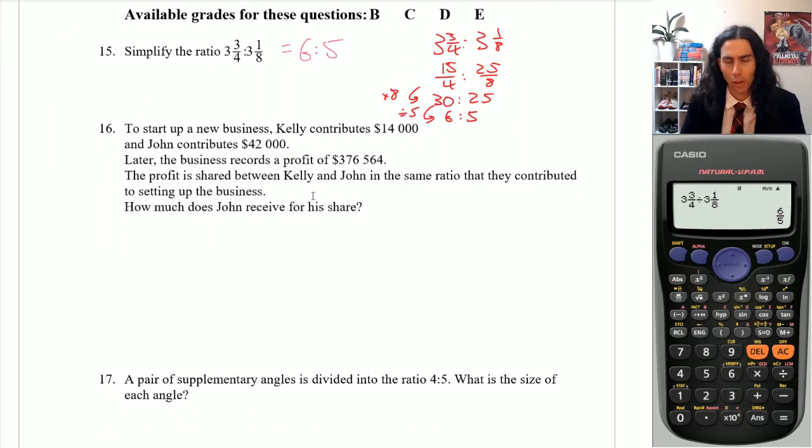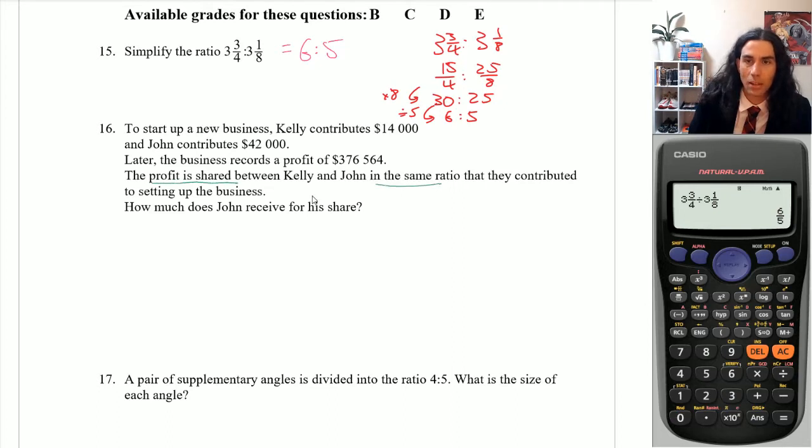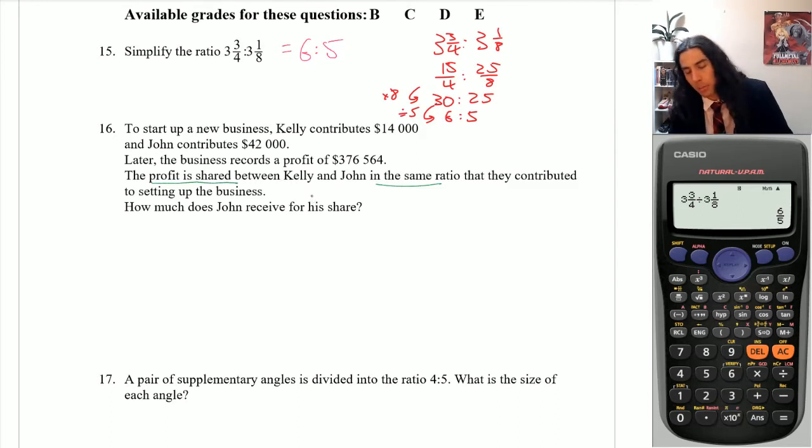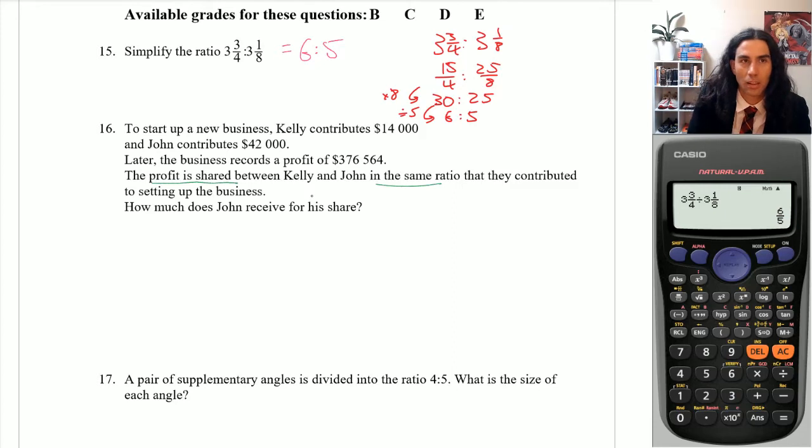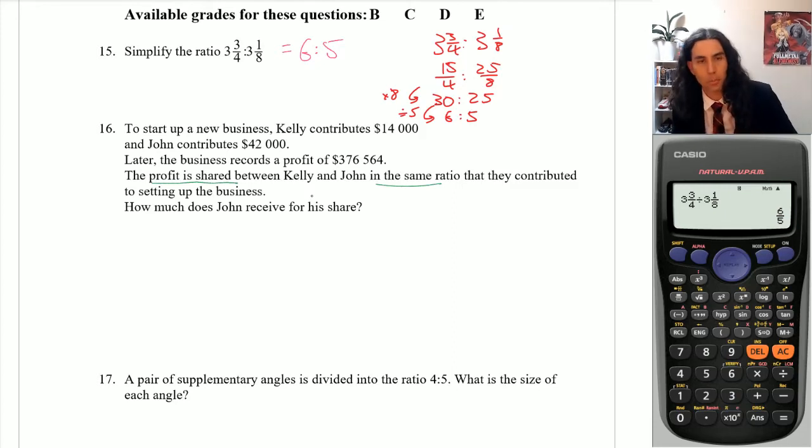Silly question. Right, I'm going to do 16 in. To start a new business, Kelly contributes some amount, John contributes that amount. Then the profit, 376,000. Good profit. It's all about this line here. The profit is shared between those two in the same ratio that they contributed to setting up. So it's like the more money you put in, the more you get out. If they split it 50-50, that's kind of unfair because John put in heaps of money.